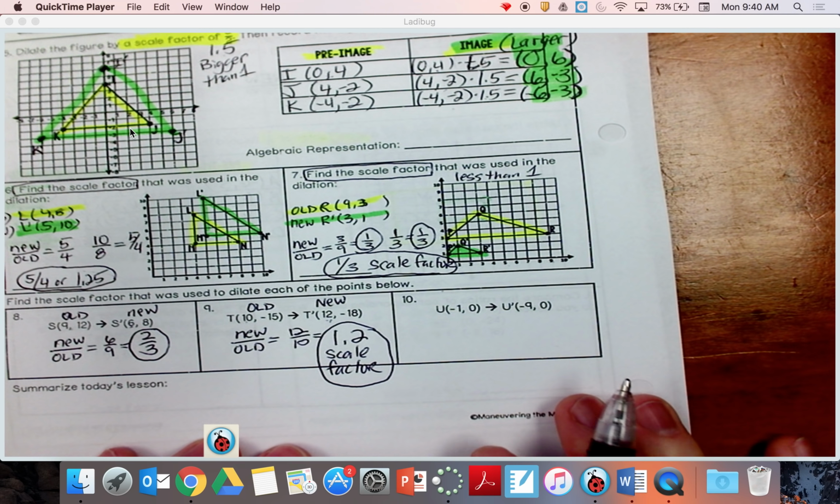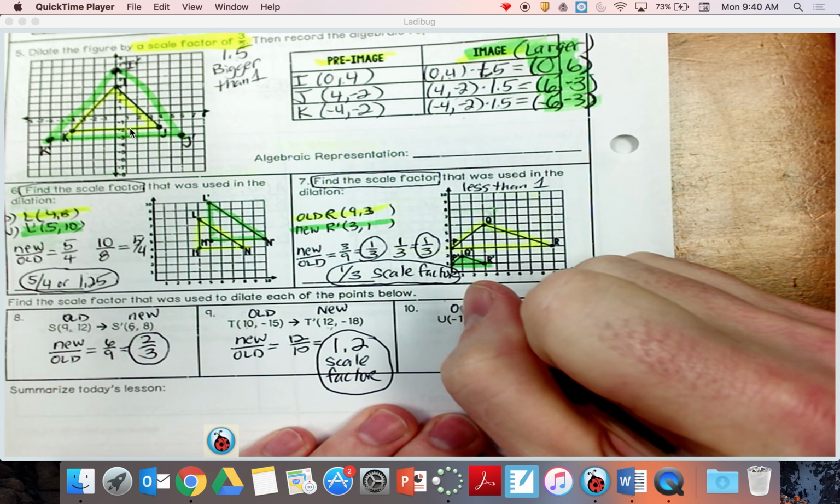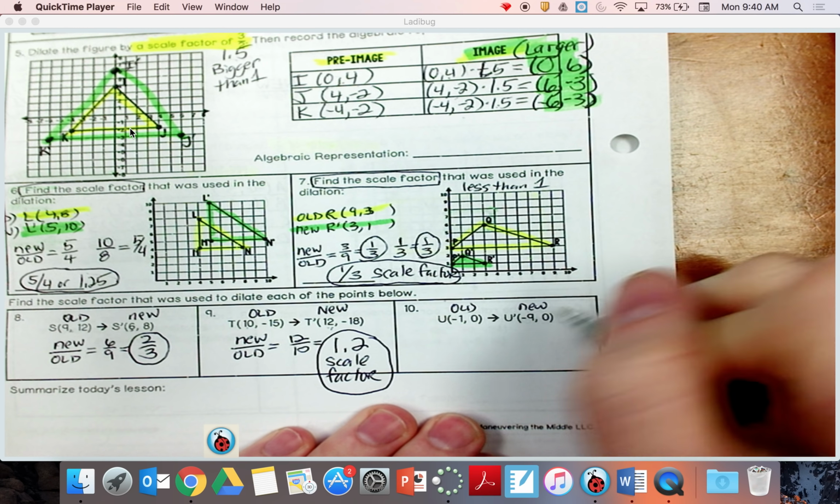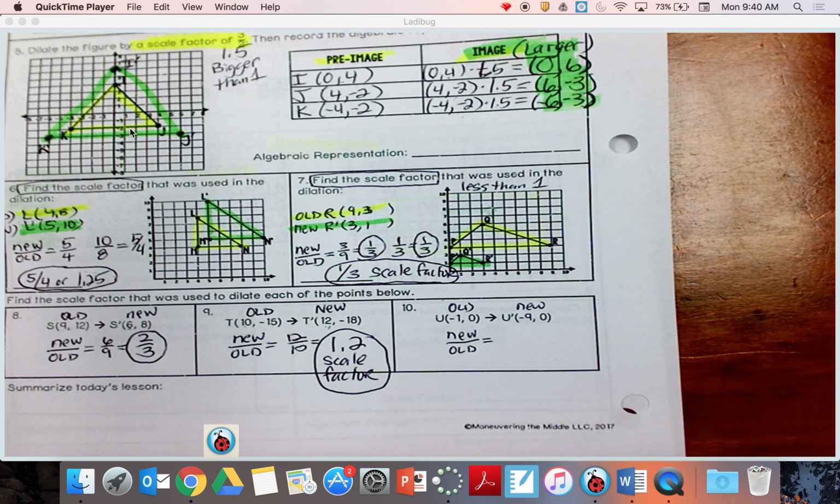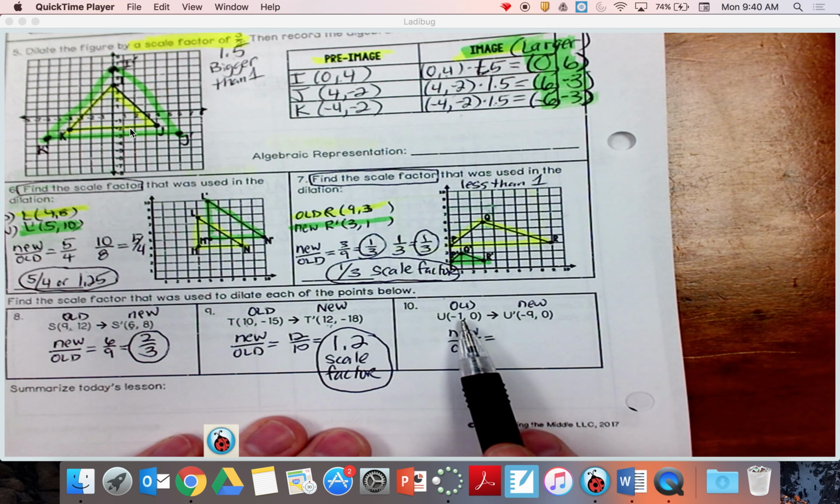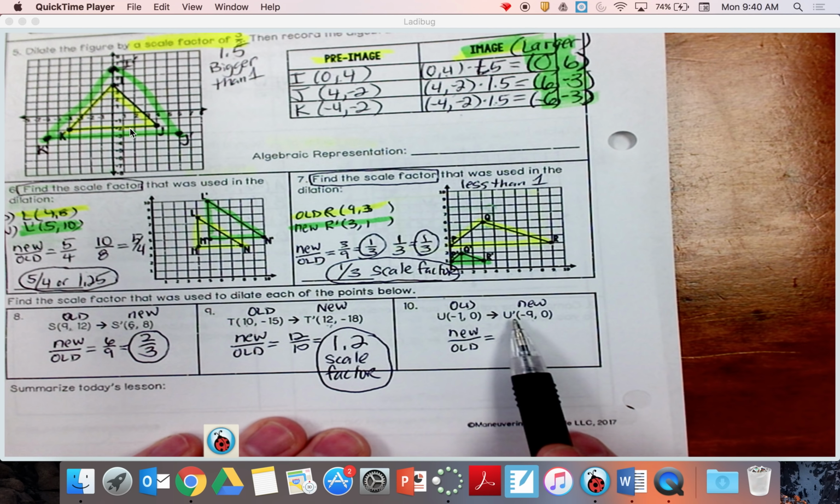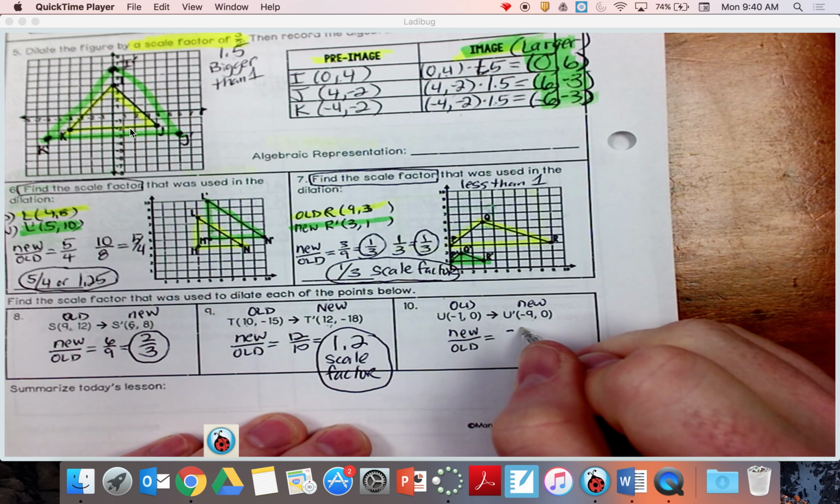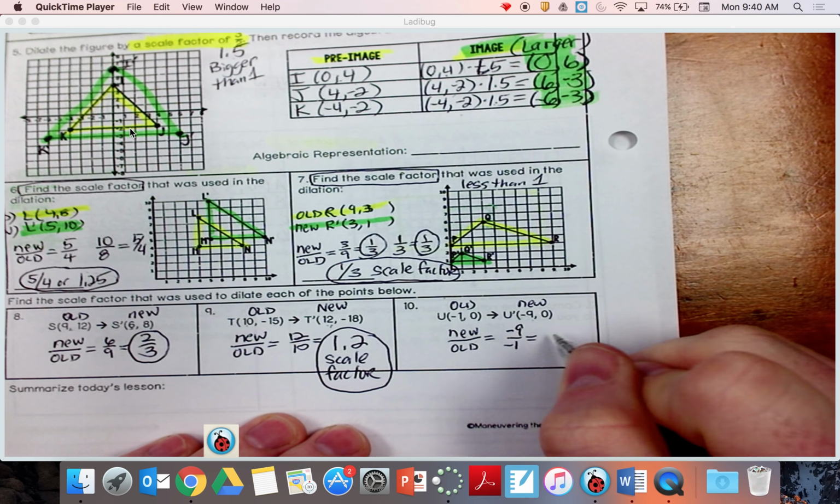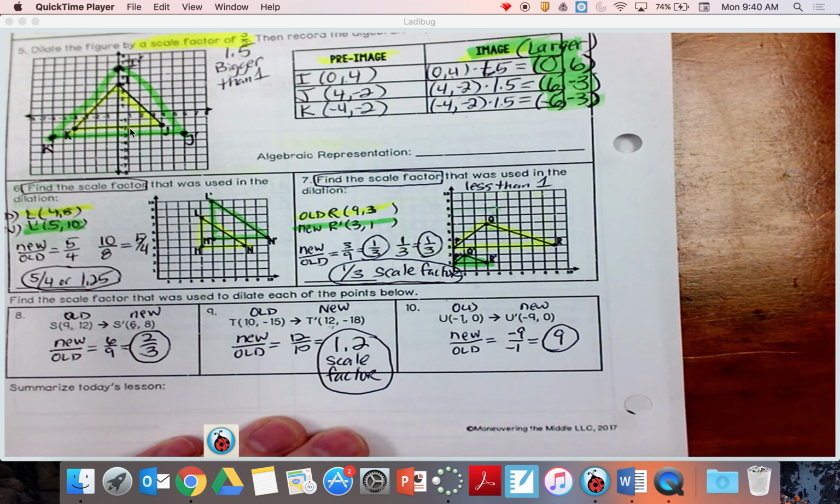If I look at number 10 here, it should be the same thing. Here's my old, my new. There, use my ratio. So I'm looking for the scale factor that was used to dilate this. Did it get bigger or smaller? Let's look at it here. It looks like this has gotten a little bit longer, so I think we should get one that's bigger than this. So we'll just use -9 over -1. That gives me 9. So there it is.